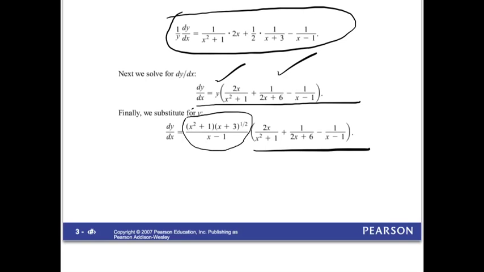And indeed, this is a very complicated answer, but it was easy to take the derivative and just simply to rewrite the original equation down. And so that's it for logarithmic differentiation.